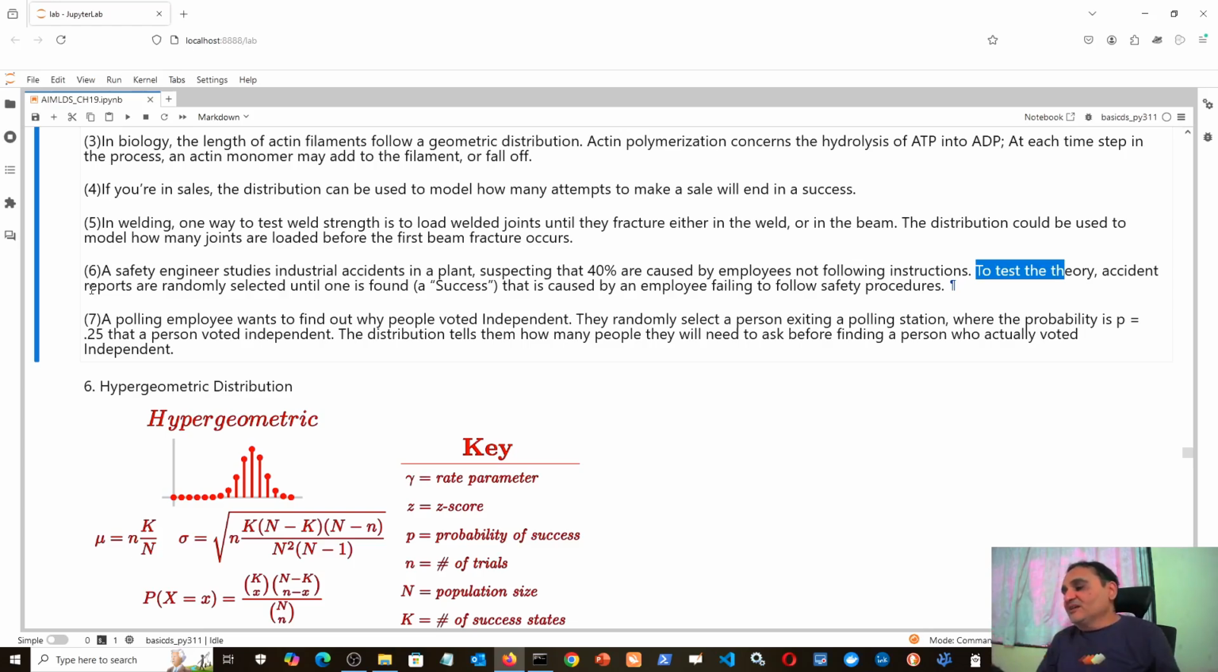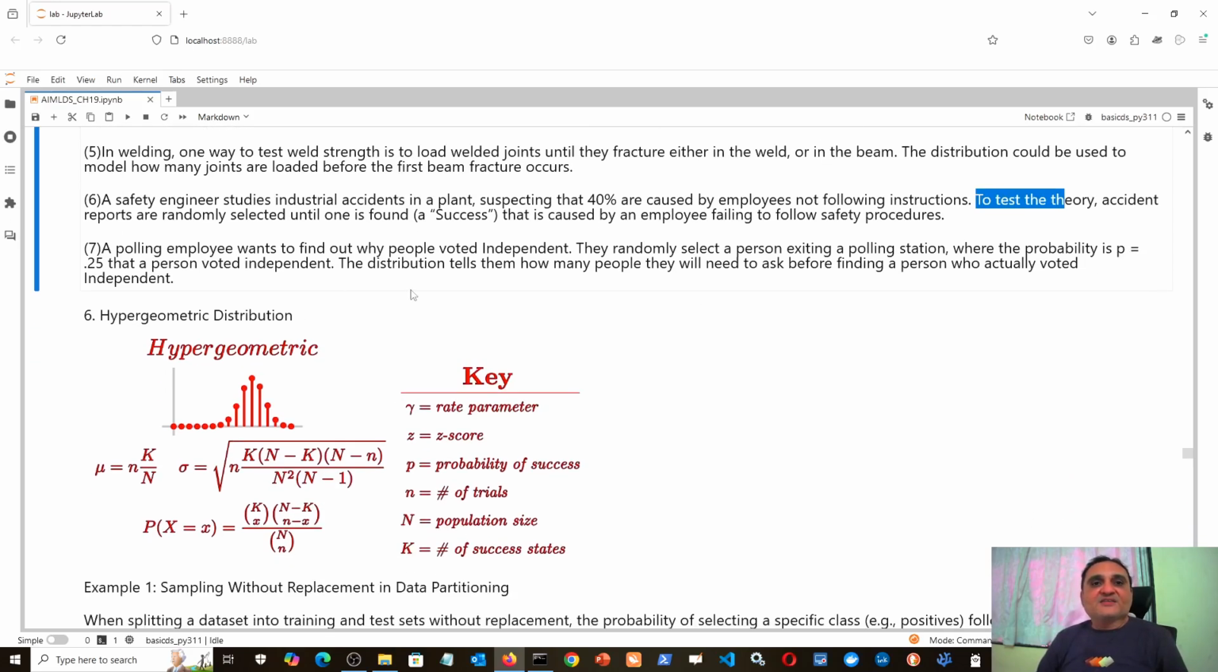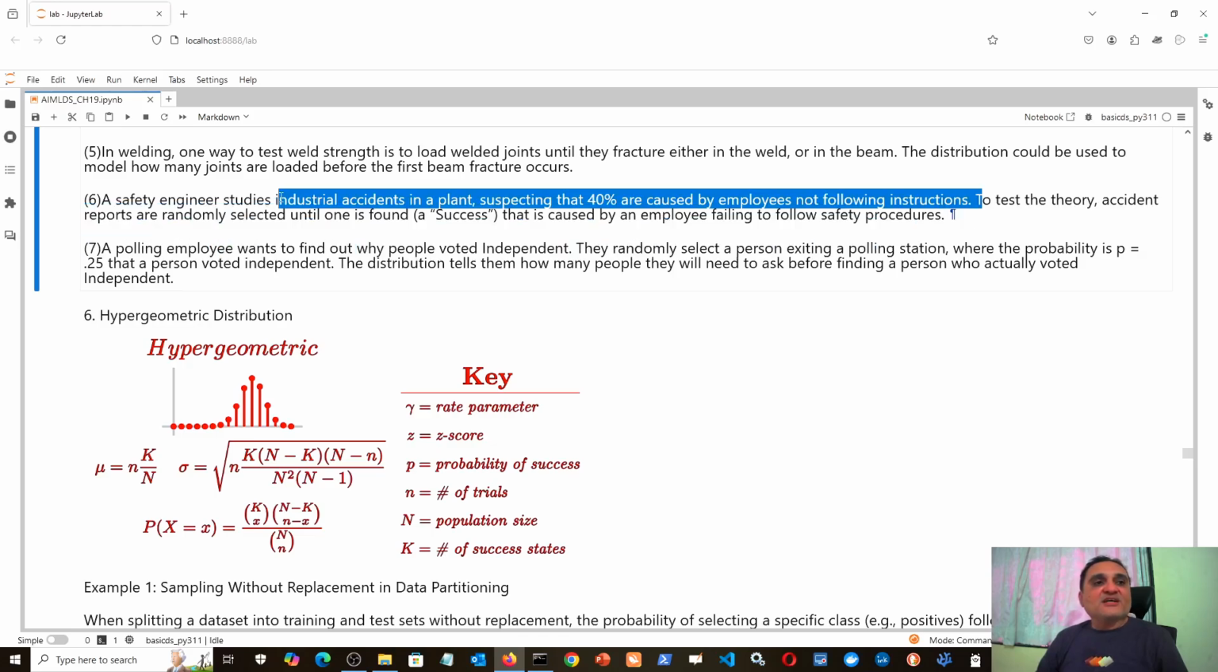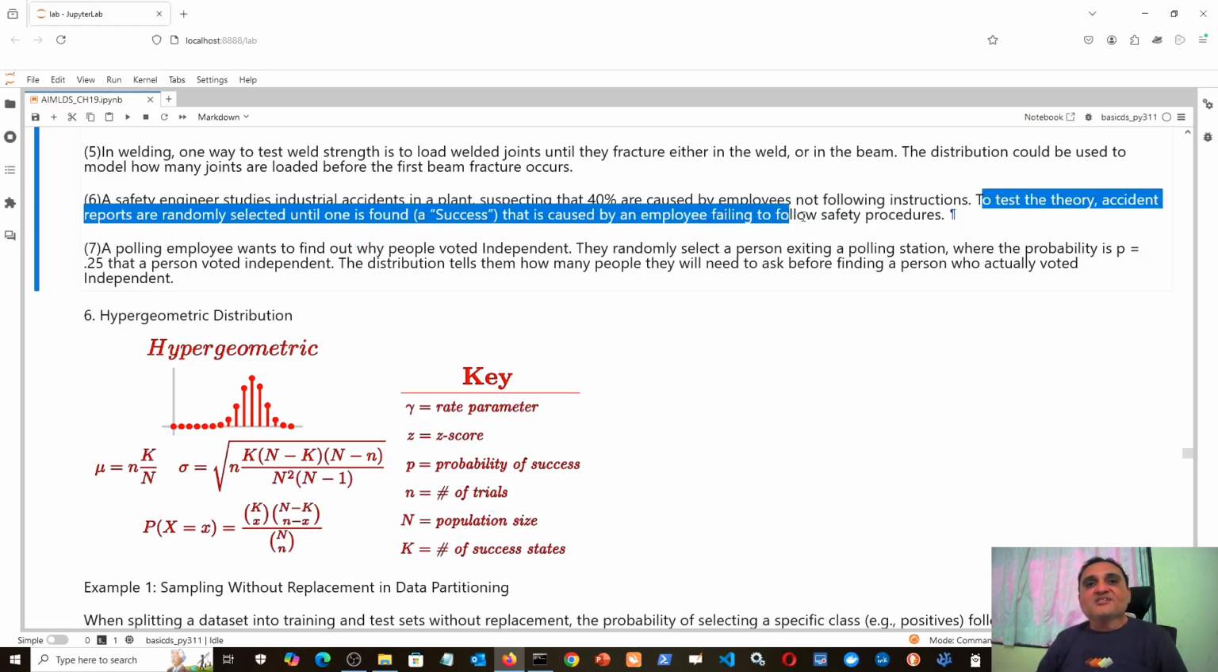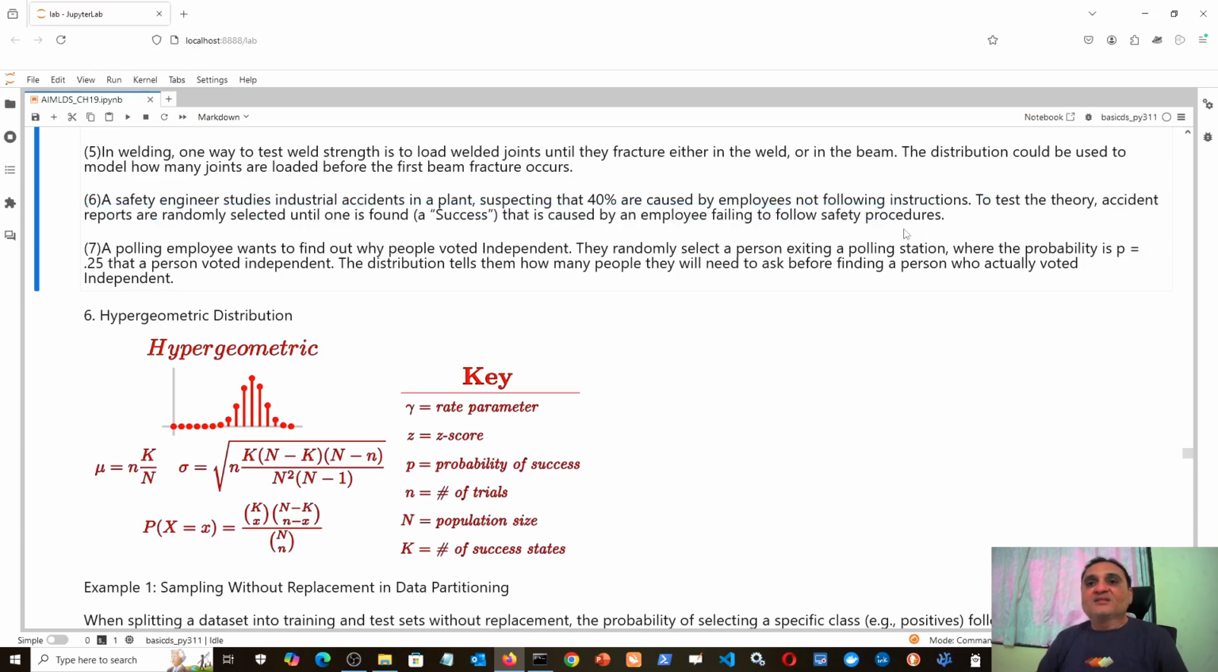And ultimately, in maybe the fourth attempt or maybe third attempt out of the entire pile, he finds one report which says that this accident occurred due to employee's negligence. So that is a success for him, because he is trying to find the accident which occurred due to employee's negligence. So to test the theory, accident reports are randomly selected until one is found that is caused by an employee failing to follow the safety procedure.